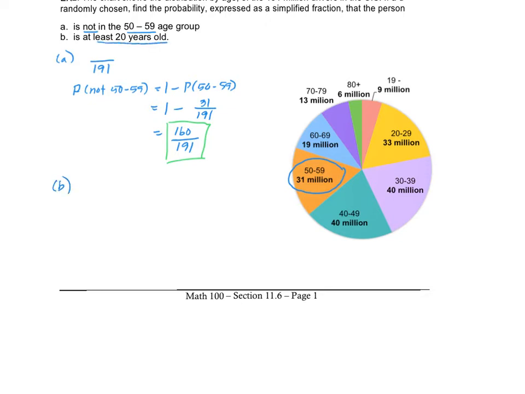At least 20 years old. So that would be the 20 to 29, the 30 to 39, and so on. It would be everything except 19 or younger, which is 9 million. So another way to see this is not 19 or younger, and I could use this formula where I take 1 minus the 9 million over 191, which is 182 over 191, and this is reduced.